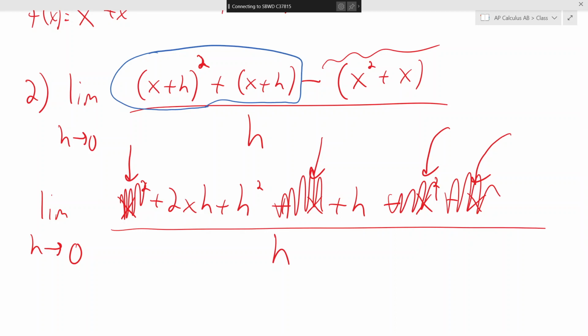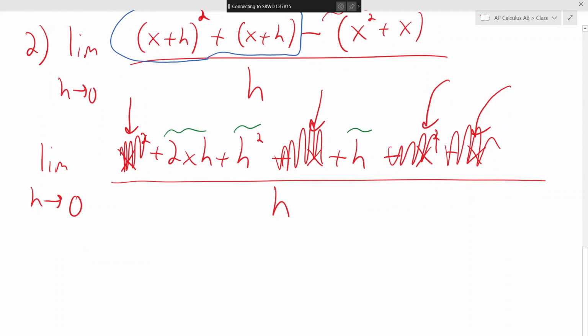And everything that's left, you can see there's 3 terms left, right? Let's switch up our colors here. All the colors of the rainbow. We have 2xh, h squared, and h. That's all that's left up top. Every single one of those things has an h in it.